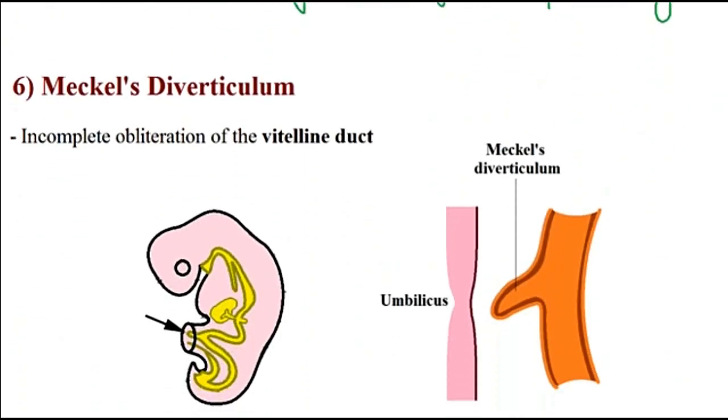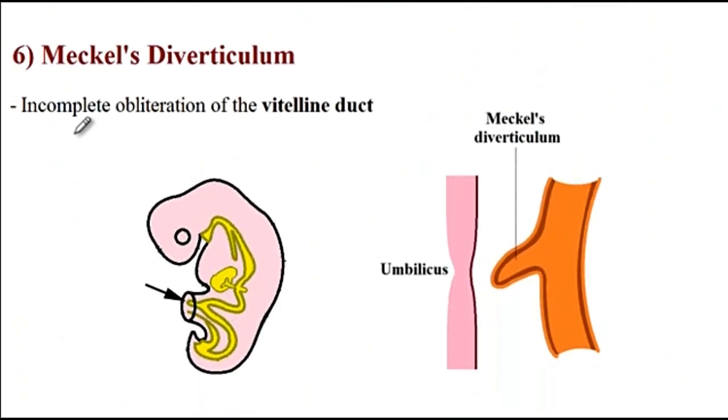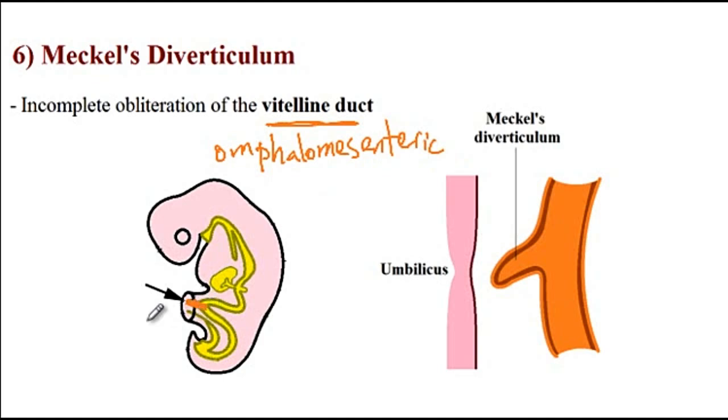The next condition is Meckel's diverticulum, which is due to the incomplete obliteration of the vitelline duct. The other name for it is omphalomesenteric duct. And so here on this image I have shown you the omphalomesenteric duct, which will help connect the yolk sac, which provides the nutrients, to the primitive intestine in the embryo.